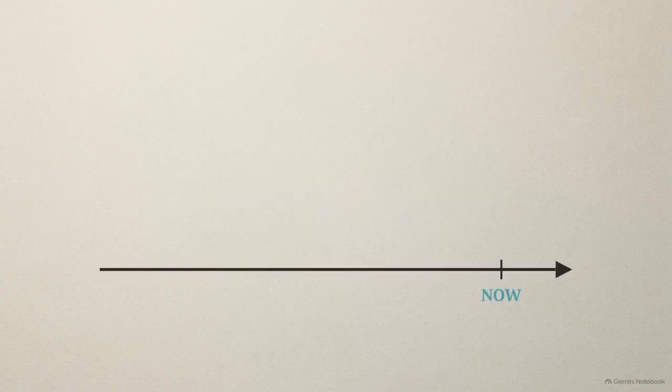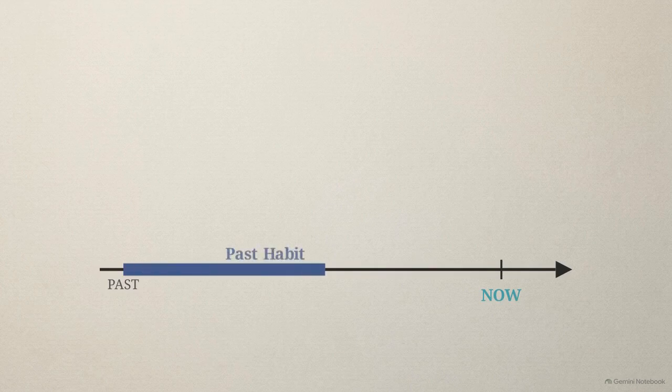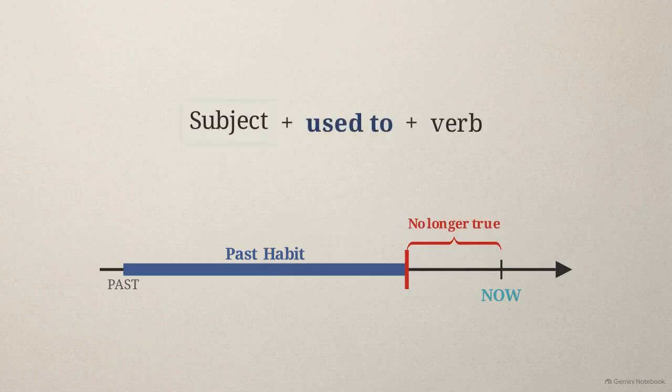This timeline shows how it works. We use "used to," like a time machine for our sentences. It describes a habit or a situation that happened regularly in the past, but stops right here. It's no longer true today.